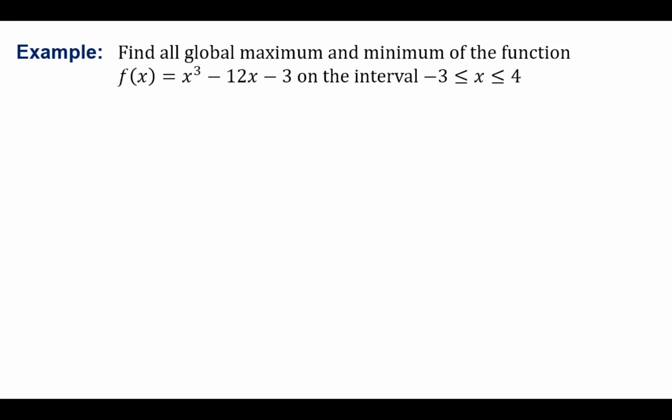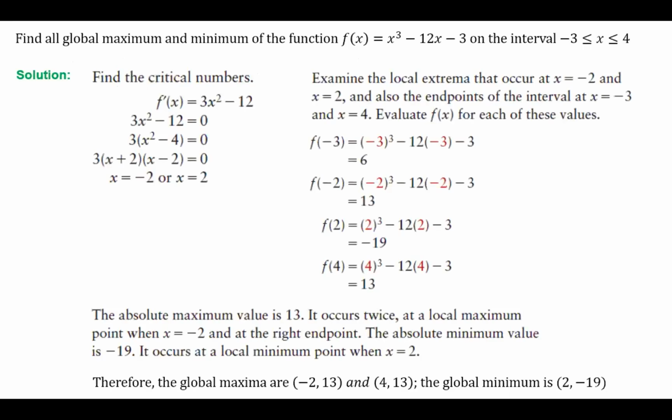Okay, let's have a look at the solution of this question. So first of all, we find the first derivative of this function, which is 3x squared minus 12. Then we find the critical numbers. We let the first derivative be 0 and solve this equation in terms of x. So that gives us x is either -2 or x equals 2.